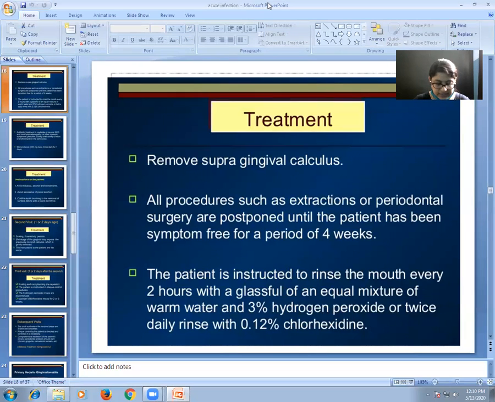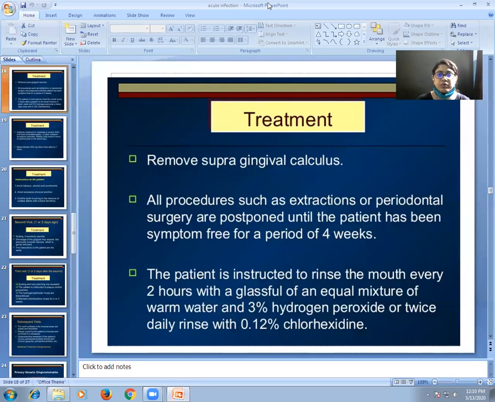Then you have to remove the supragingival calculus, that is, only supragingival scaling you have to perform. Then if the patient is having an extraction, or if the patient is advised any periodontal surgery, then you have to postpone the surgery till 4 weeks. Why? Because symptoms are present till 4 weeks. After the 4 weeks, when the patient becomes symptom free, then you have to perform the periodontal surgery.